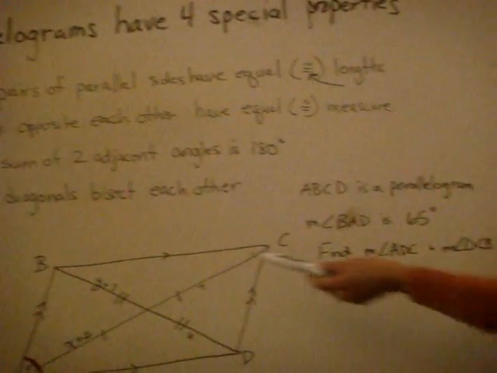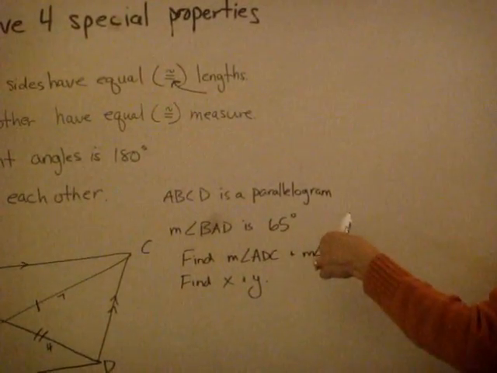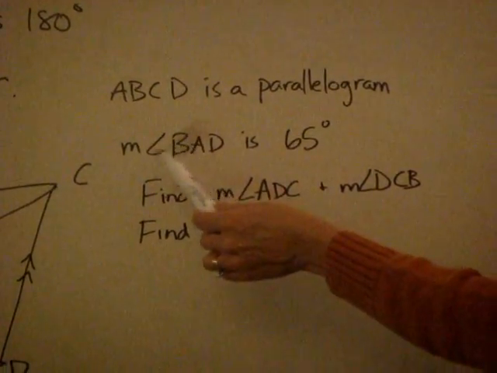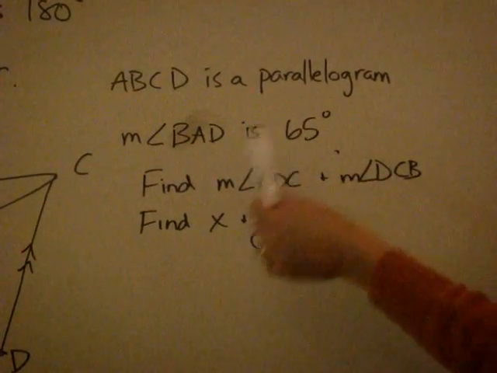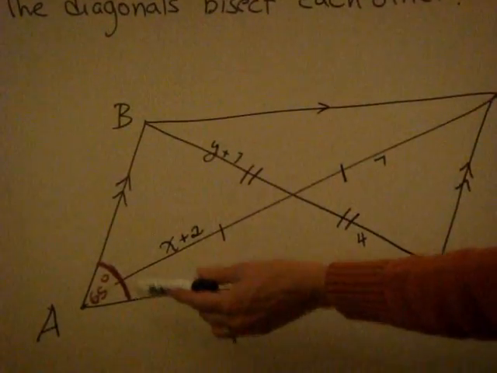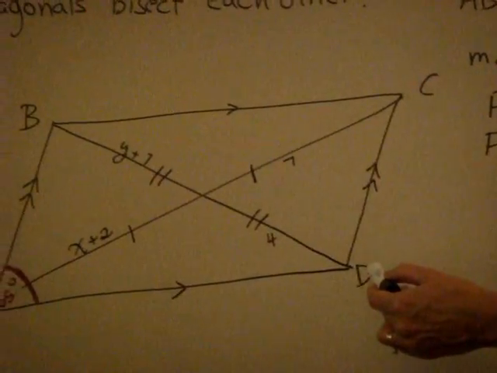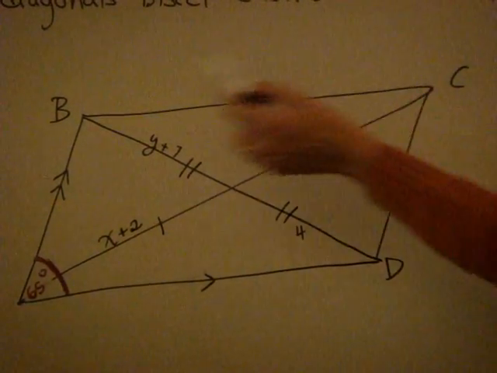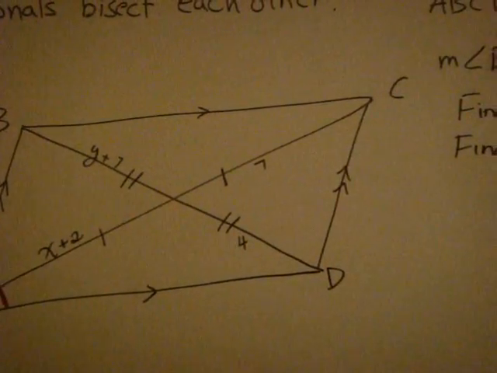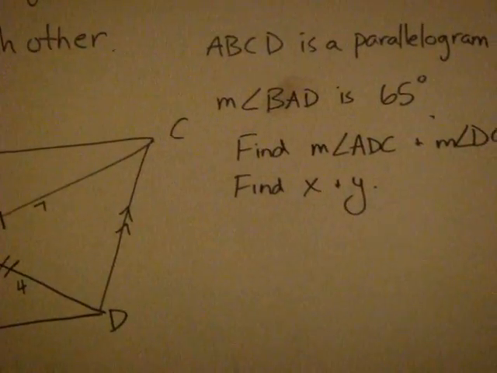The first one is example 4. ABCD is a parallelogram. They tell us that the measure of angle BAD is 65. So I wrote that in here. There's BAD at 65. What they want us to do is find ACD, and DCB, and then find X and Y. Let's find X and Y first because that's really easy.